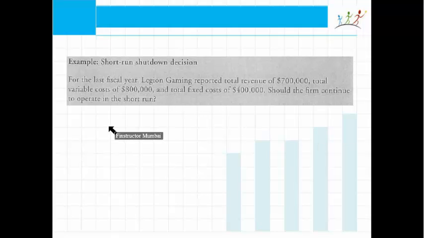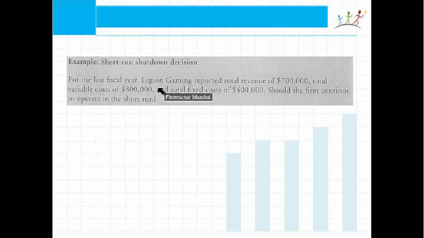For the last fiscal year, Legion Gaming reported total revenue of 700,000, total variable costs of 800,000, and total fixed costs of 400,000. Should the firm continue to operate in the short run? So the firm is not even able to meet its variable costs.